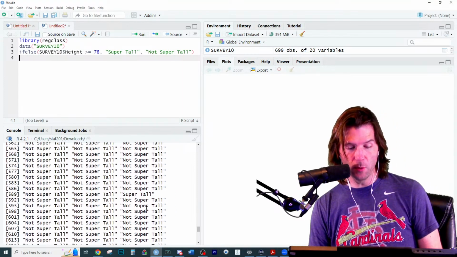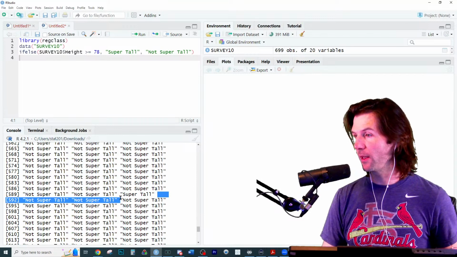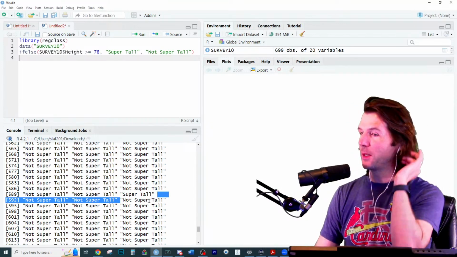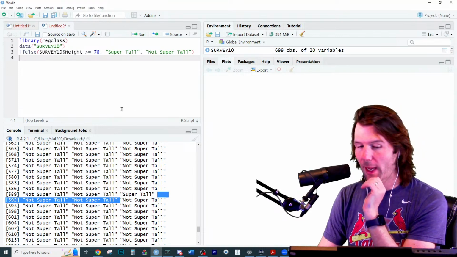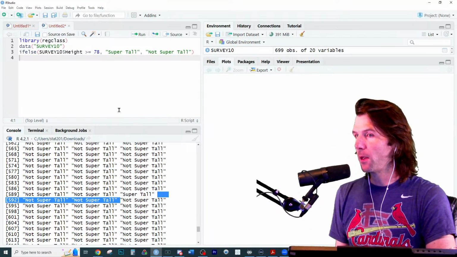And basically everyone's, oh, there's a person who's super tall right there. Superman? I think so. He's not Superman. So we have this right here, but here's the thing.